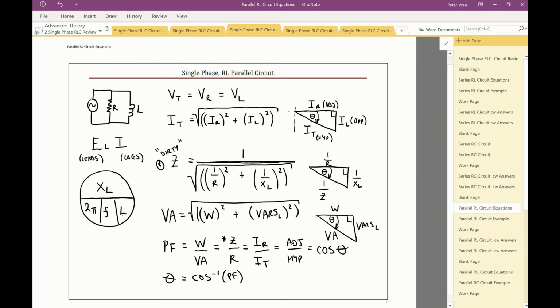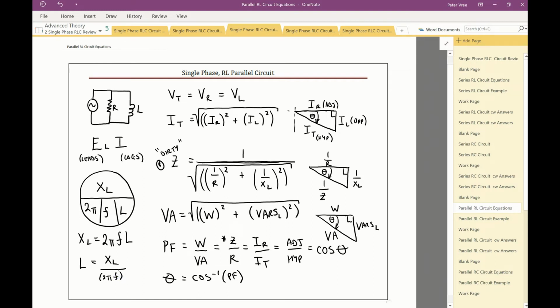So from that, we can get two equations. Our XL, or inductive reactance, is 2 times pi times the frequency times L. And L is going to be equal to XL divided by 2 times pi times frequency.